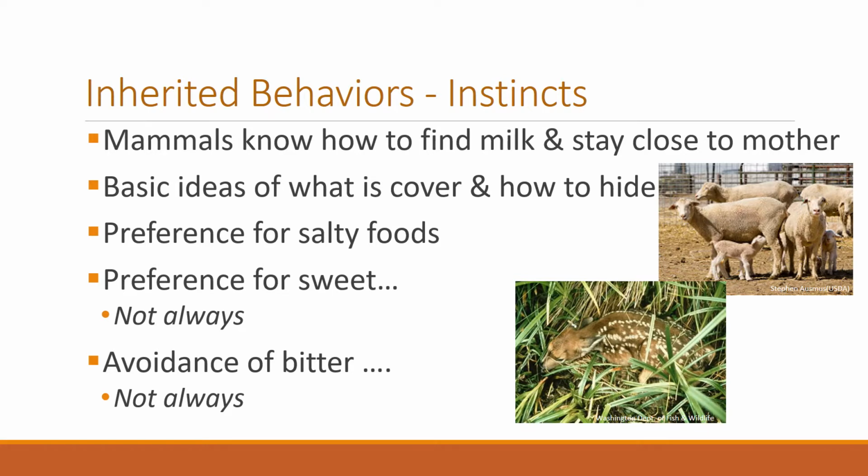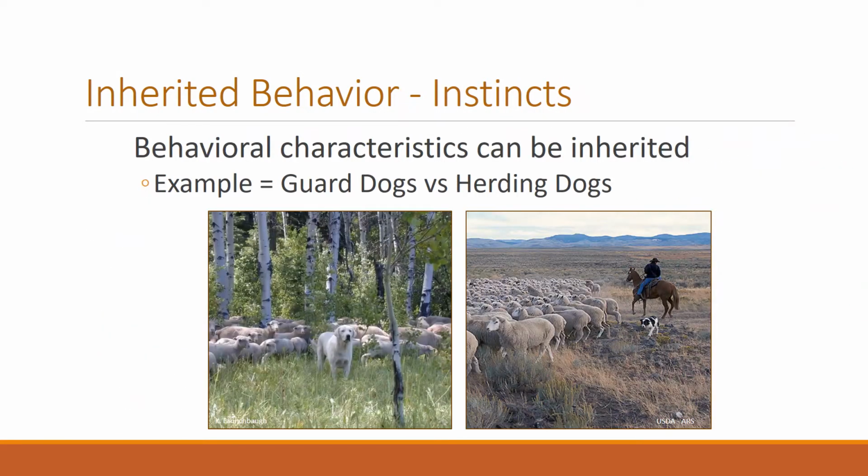So we used to think that animals had a preference for sweet and an avoidance of bitter inherently. Now we find out they are probably learning those. Here's another interesting instinctual behavior.